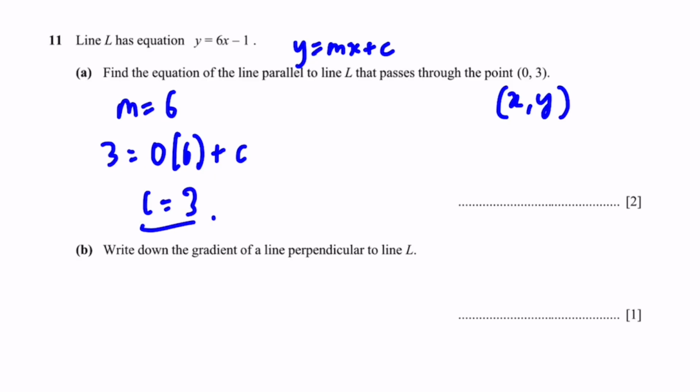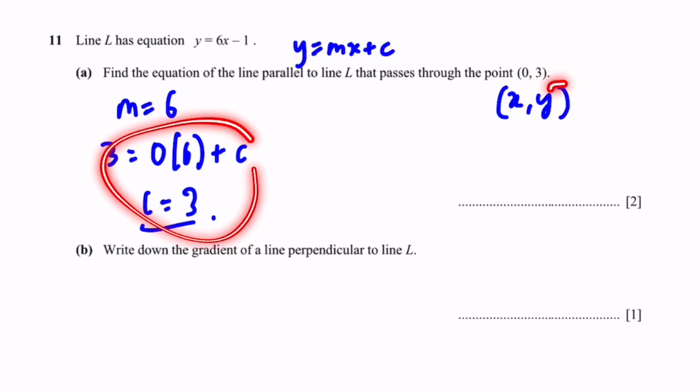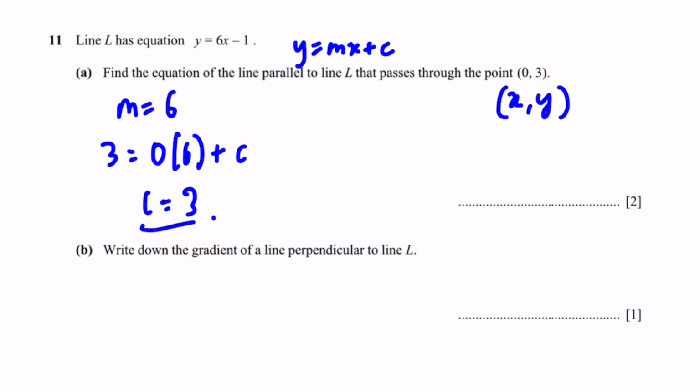One more thing you could notice is a shortcut to find what c is, because this point (0, 3) has x coordinate 0. So the y coordinate is going to be the y-intercept, which is the definition of c. So c is automatically 3 without needing to substitute anything. Both methods work either way, you get c is equal to 3, and the equation is y equals 6x plus 3. Part B, write down the gradient of a line perpendicular to line L.